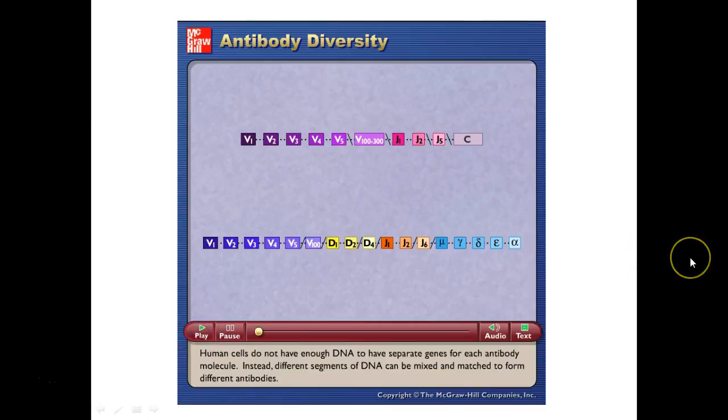Human cells do not have enough DNA to have separate genes for each antibody molecule.